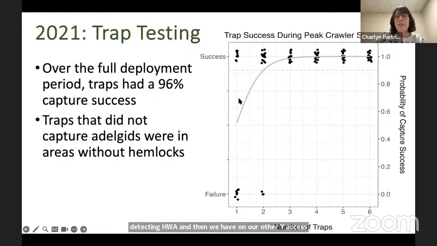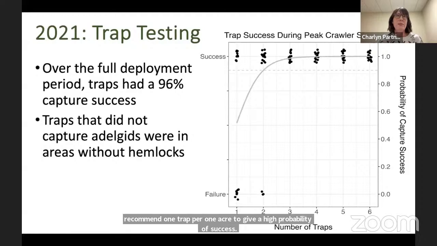And then we have on our other y-axis, the probability of capture success. And so from this, what we found, and here's our line of 0.9 probability of capture success, is ideally we would need 2 traps per 3 acres to have a probability of capture success of at least 0.9 or higher. When we talk to our partners, we recommend 1 trap per 1 acre to give a high probability of success.